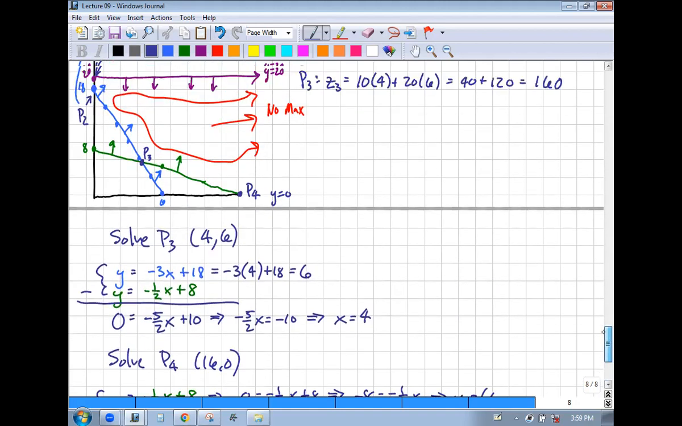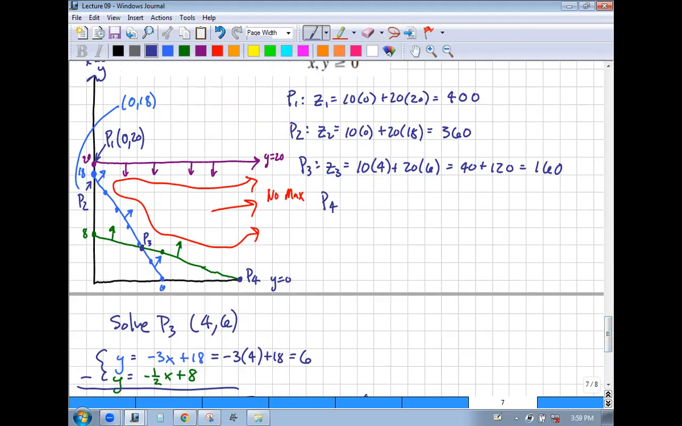Let's see what our z value is for 16, 0. P4. Replace x with 16. Replace y with 0. And we have 10 times 16, which is 160. So P3 and P4 are both minimums. They have the same value. All right, so this point and this point both gave us a minimum.